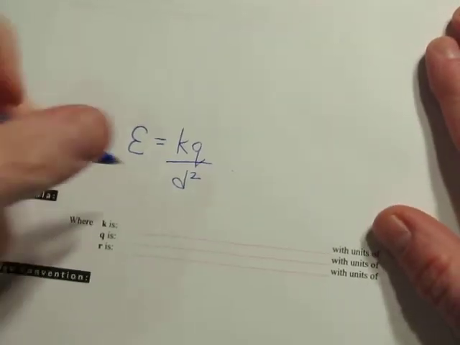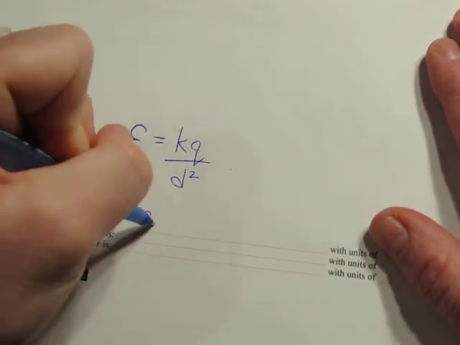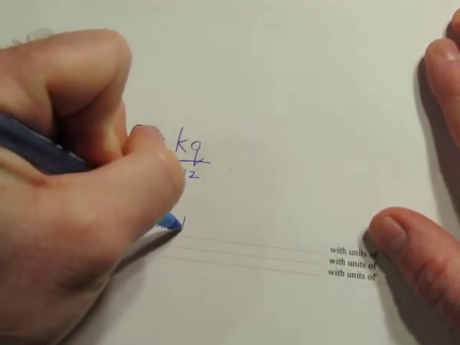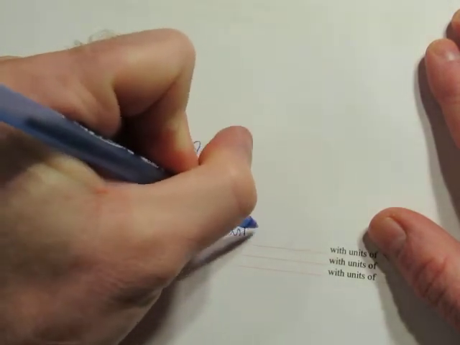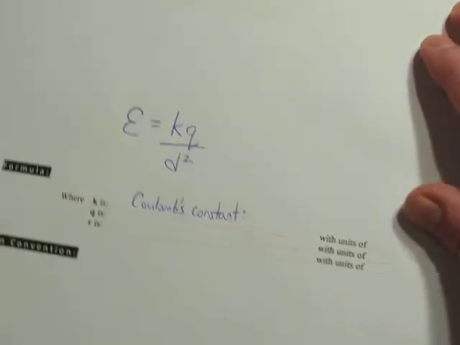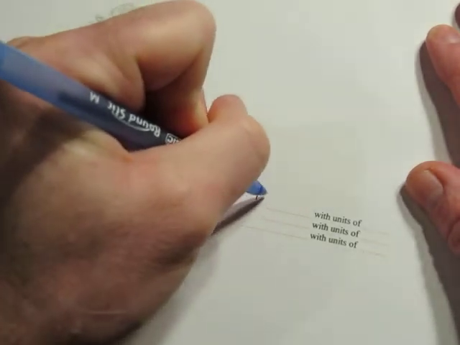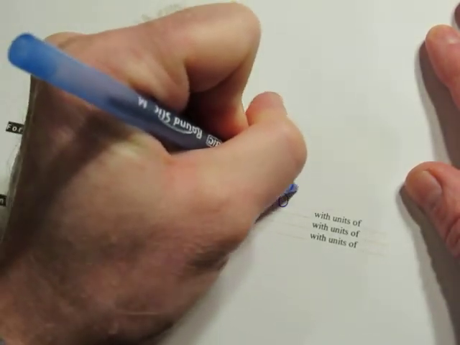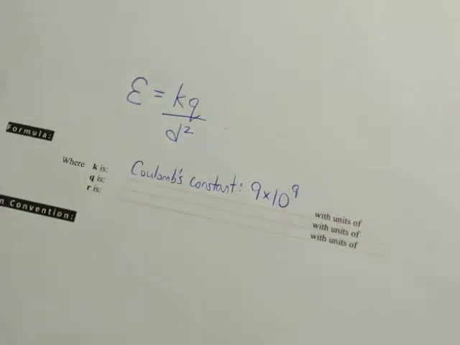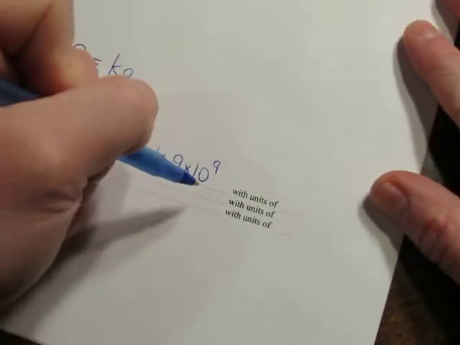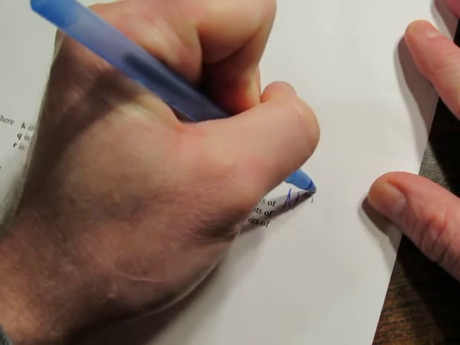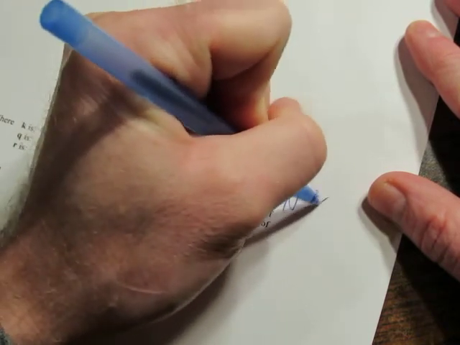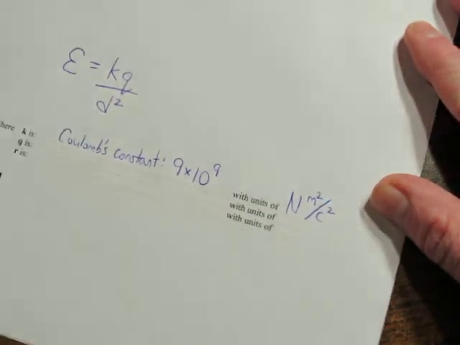In this formula, K is Coulomb's constant. The value for Coulomb's constant hasn't changed. We're going to use 9 times 10 to the power of 9, and it's not negative. The units on that, if you remember from the previous work, are newton meter squared per coulomb squared.